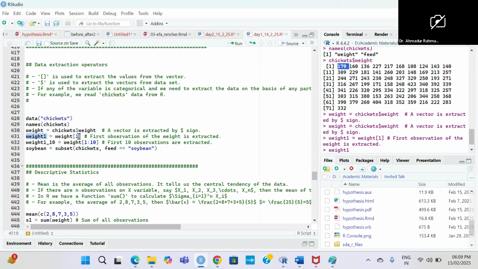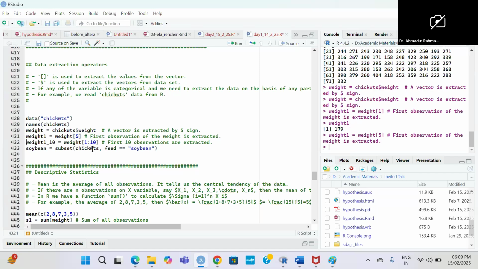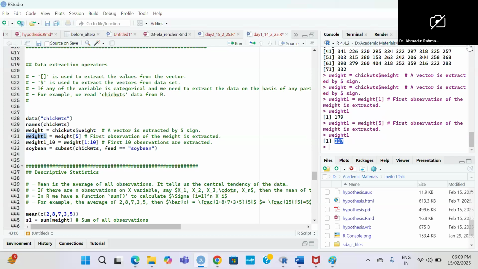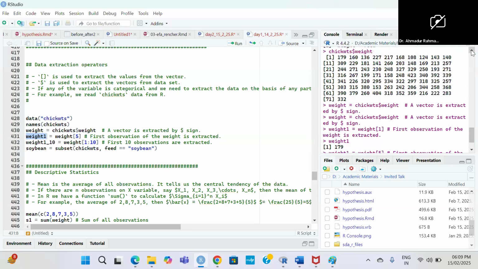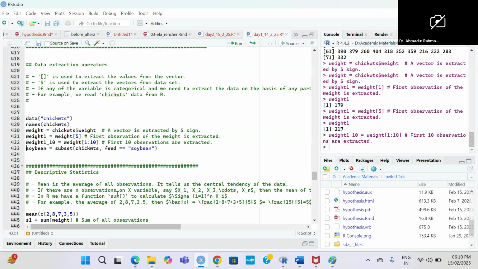Suppose you want to change this. Instead of 1, we write fifth one. We need the fifth one. So we just run, and see, this is 217. Now we will see whether the fifth observation is 217 or not. First, second, third, fourth, and fifth. Fifth is 217. Okay. Now here we are reading the first 10 observations from this weight, and this is read.